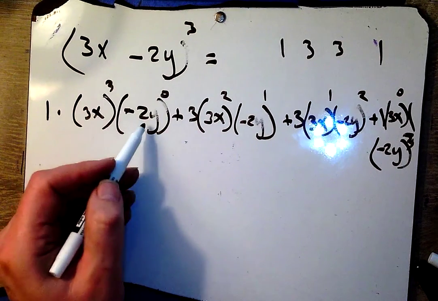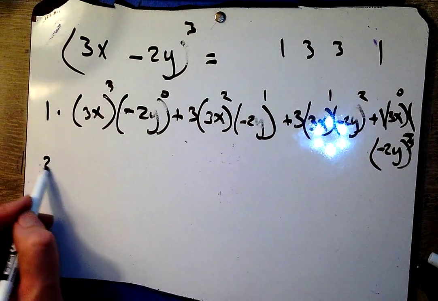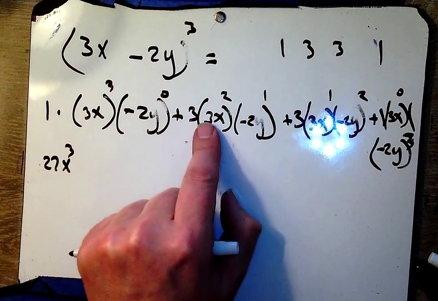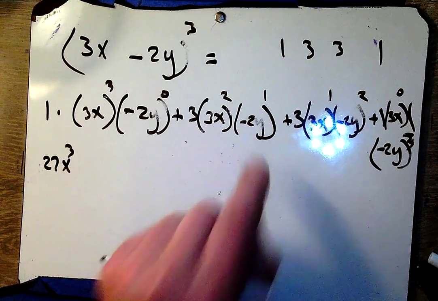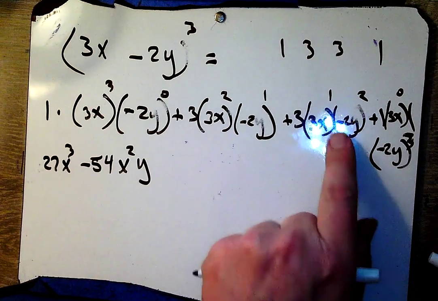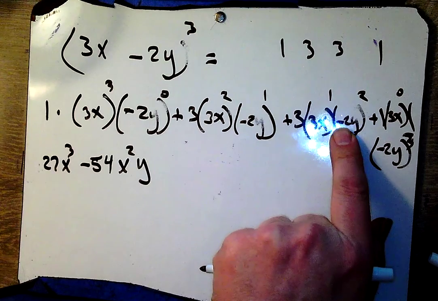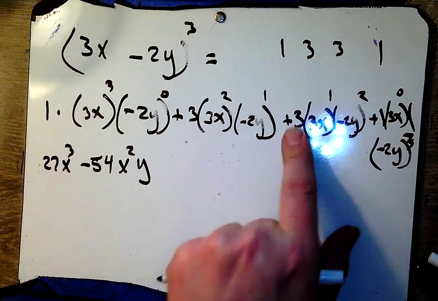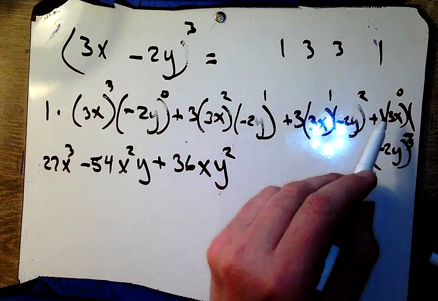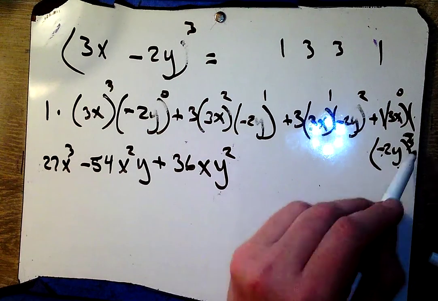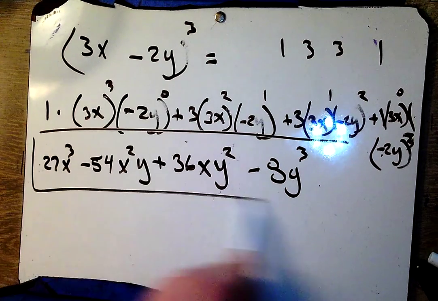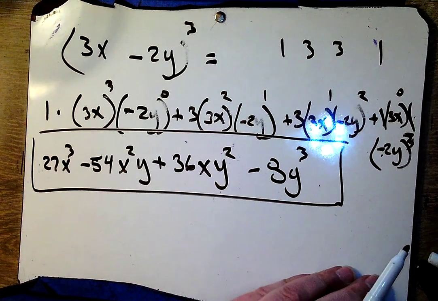Stuff to the 0 power is 1 times 3 to the third. You get 27x to the third. And here I've got 3 squared is 9, times 3 is 27, times negative 2 is negative 54, x squared y. Here I have negative 2 squared, so negative 2 times negative 2 is positive 4, times 9 is 36, x y squared. And then we've got 1 times negative 2 to the third, which is negative 8y to the third. And there's our expansion. And notice the alternating signs.